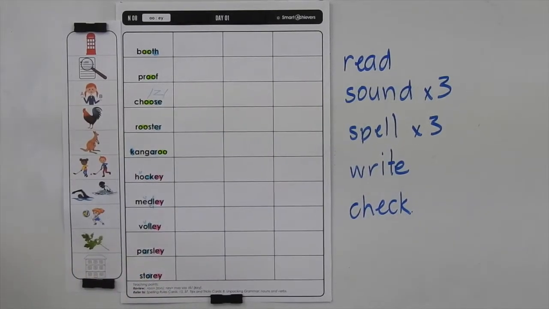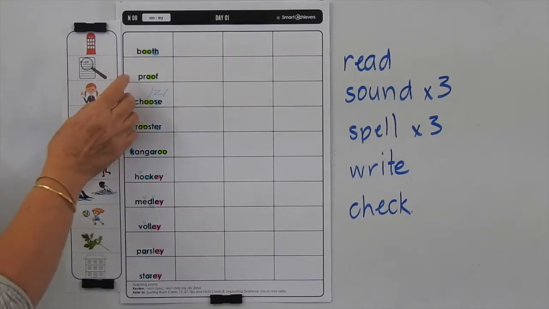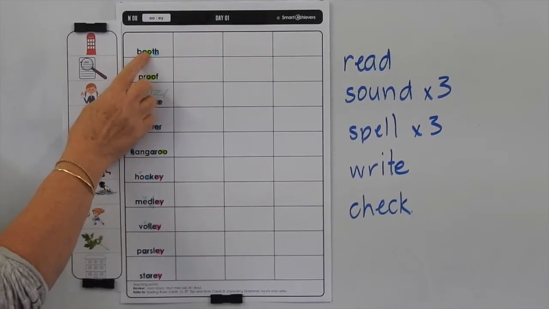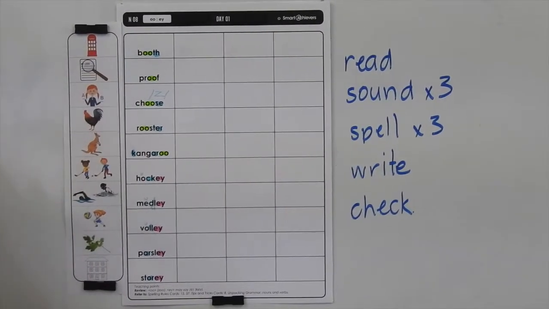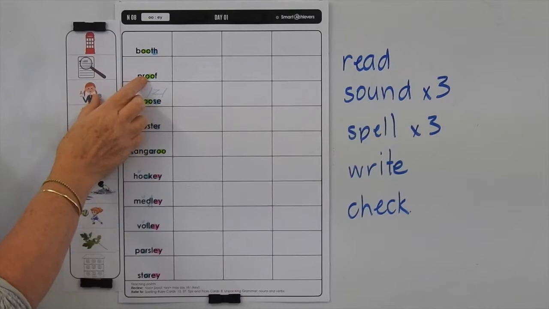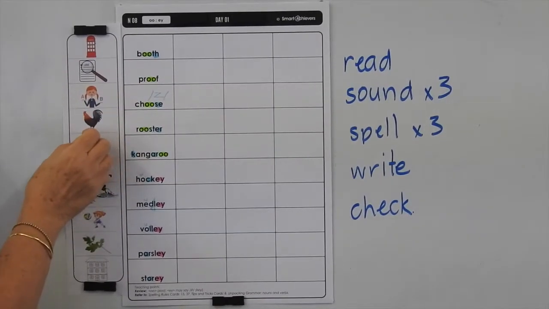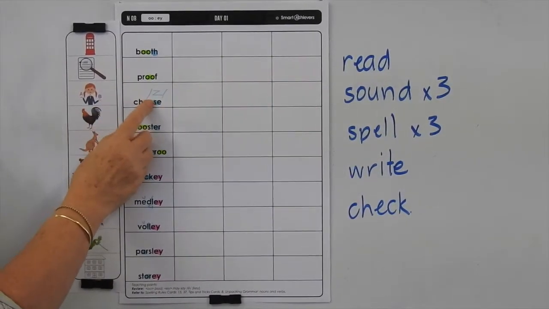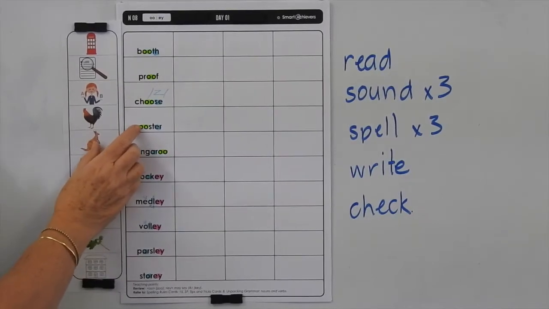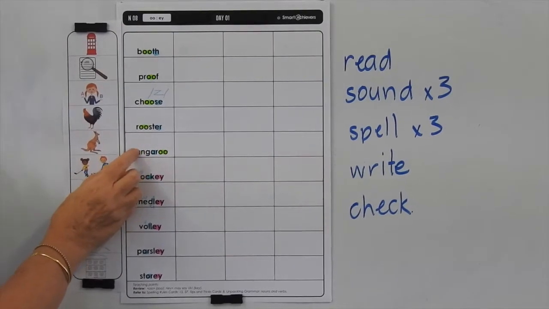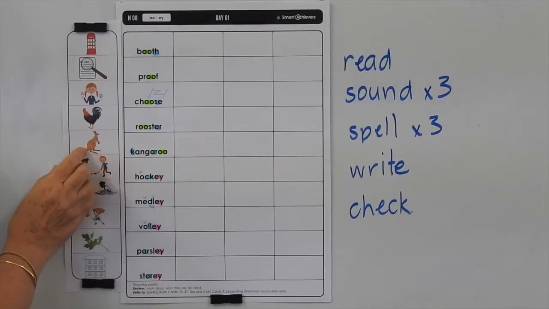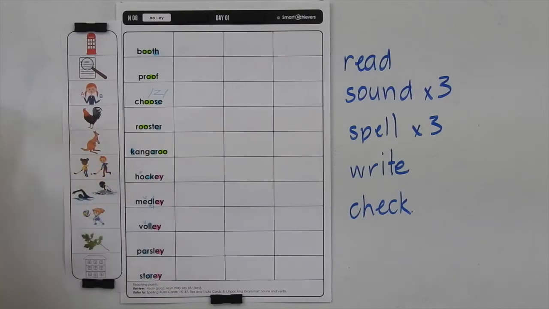Let's have a look at what these words mean now. So a booth is like a small covered area, like a small stall or a phone booth, which you don't see many of them around anymore. Proof is the evidence of something that has happened. Choose, where you have to select something. A rooster, if you had fowls at home, the female would be called a hen, the male a rooster, and the baby's a chick. Kangaroo is an animal that is commonly seen in Australia.